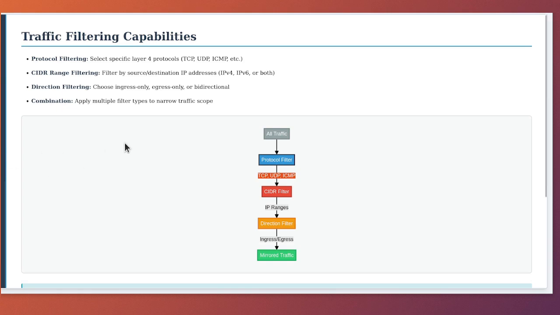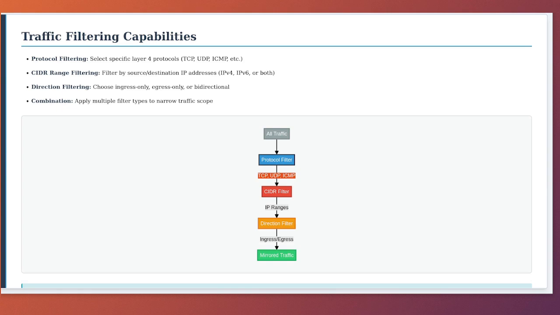The third dimension is traffic direction. You can choose to mirror only ingress traffic, only egress traffic, or both directions. This is valuable when you know your issue is specifically related to incoming or outgoing traffic. For example, if you're investigating a data exfiltration concern, you might focus exclusively on egress traffic to reduce the volume of mirrored data.